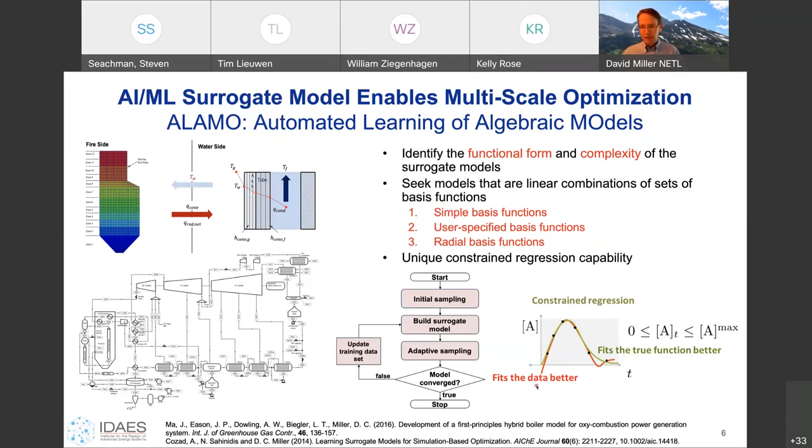So for example, the red line here shows that it might fit the data better, but if we know that we can't go below zero, then the green line, which we can generate, actually fits the true function better and is a better representation of the overall detailed model that we can then couple in with the overall systems model.